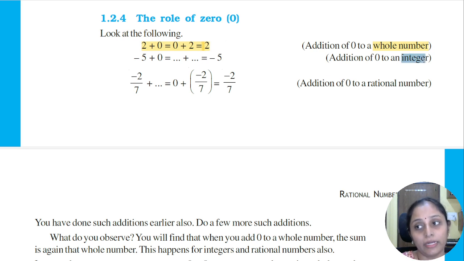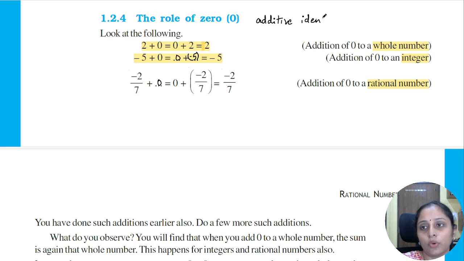And if you take any integer and add 0 to it, you know that you will get back the same number that you have taken, right? And if you take any rational number and add 0 to it, then you will get back the same rational number that you have taken, right? Now this number 0 is called the additive identity.